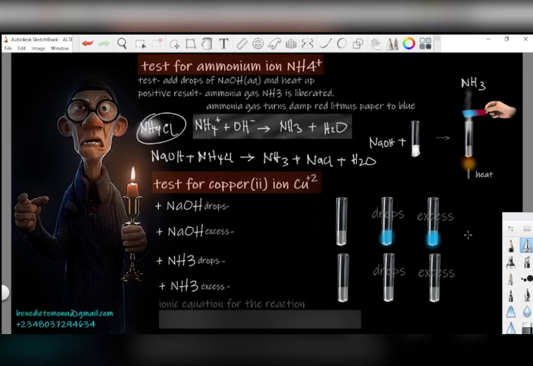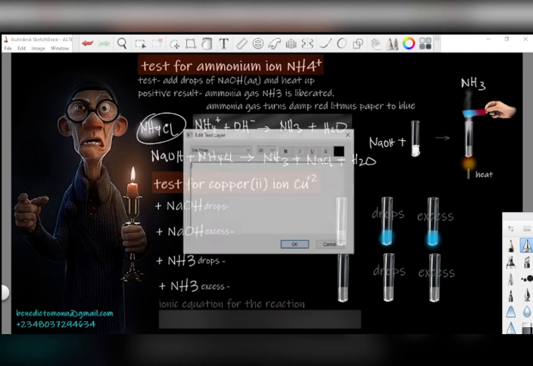The essence of chemical tests is to observe insoluble precipitates formed. Insoluble precipitates come with various colors, and the color can tell you what ions are present in the sample.